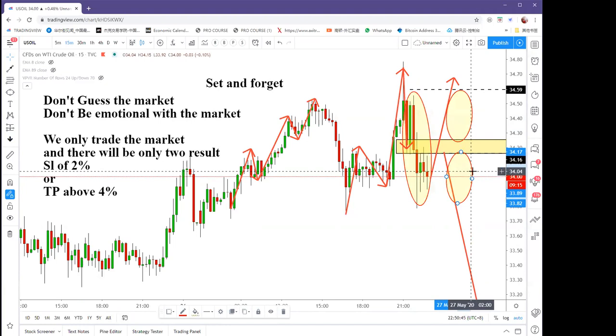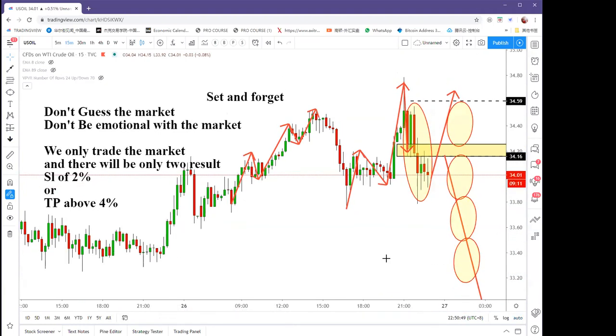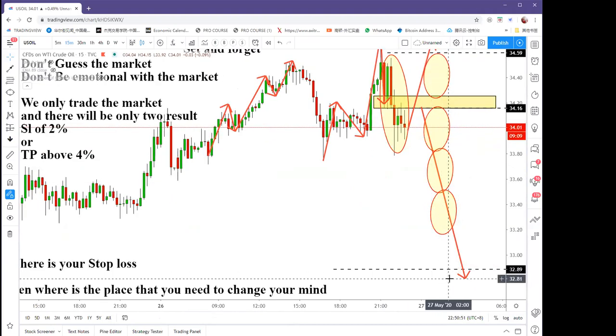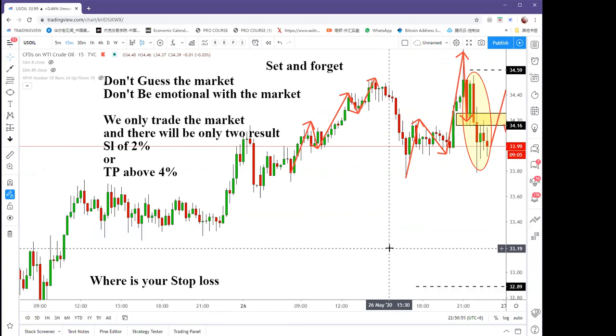Okay, what is your goal? Don't forget your goal. Focus. Okay, focus. All right, so this is what we should do to become a very, very stable, very, very professional trader. And this really matters.